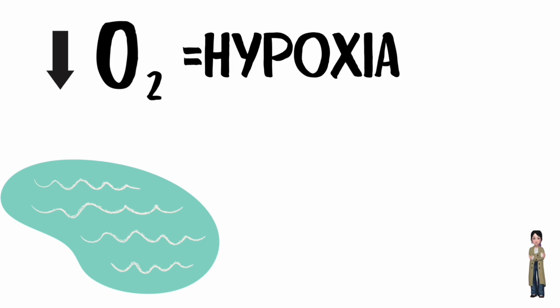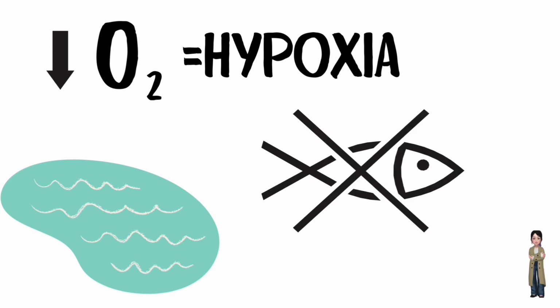This is called hypoxia. You may know that oxygen is a vital element for the majority of organisms, and if you lack this oxygen, well, you quickly die. This is exactly what happens in dead zones.